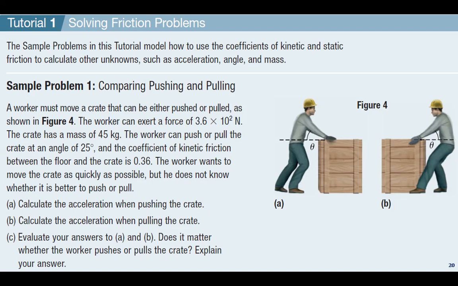A walker must move a crate that can be either pushed or pulled, as shown here in figure 4. The walker can exert a force of 3.6 times 10 raised to the power of 2 newtons. The crate has a mass of 45 kilograms. The walker can push or pull the crate at an angle of 25 degrees. And the coefficient of kinetic friction between the floor and crate is 0.36. The walker wants to move the crate as quickly as possible, but he does not know whether it is better to push or pull. So there are 3 questions.